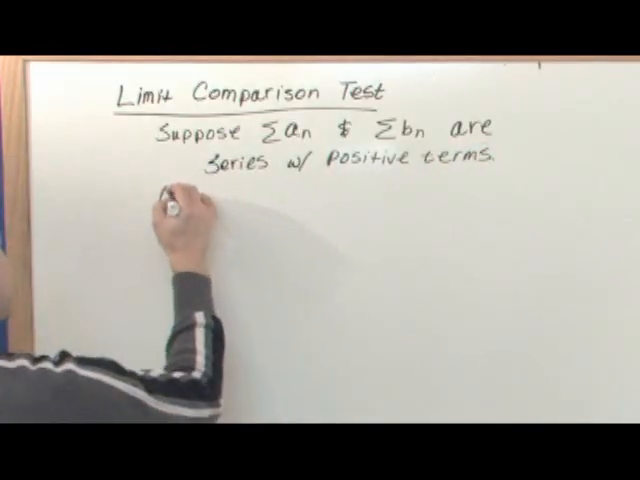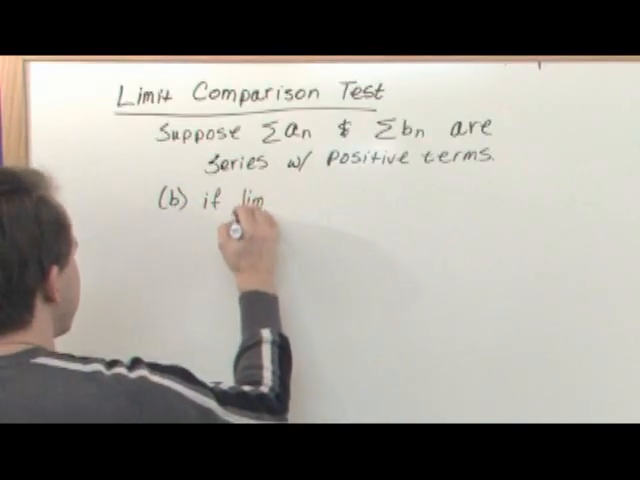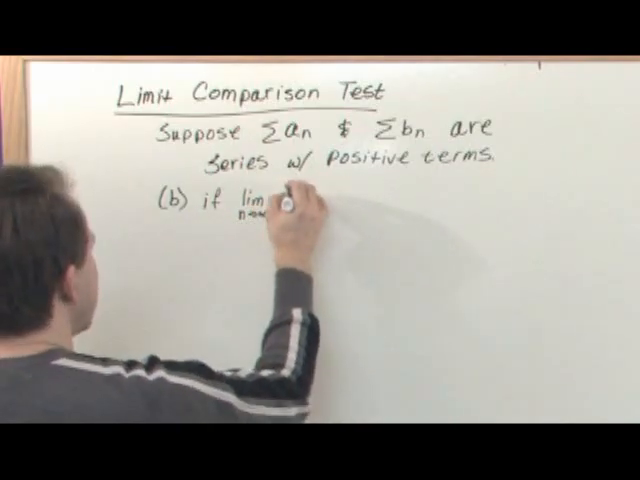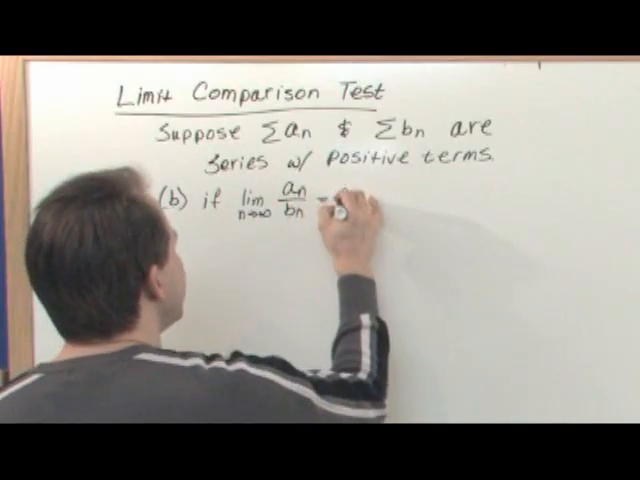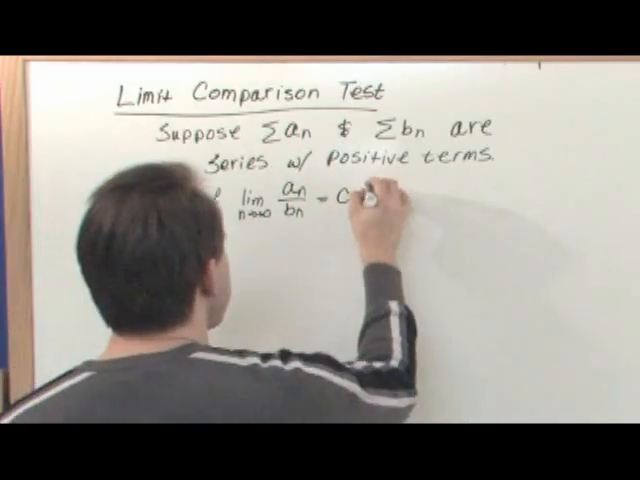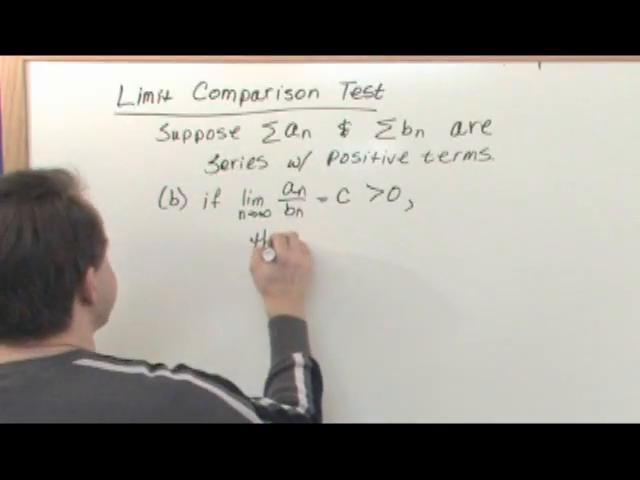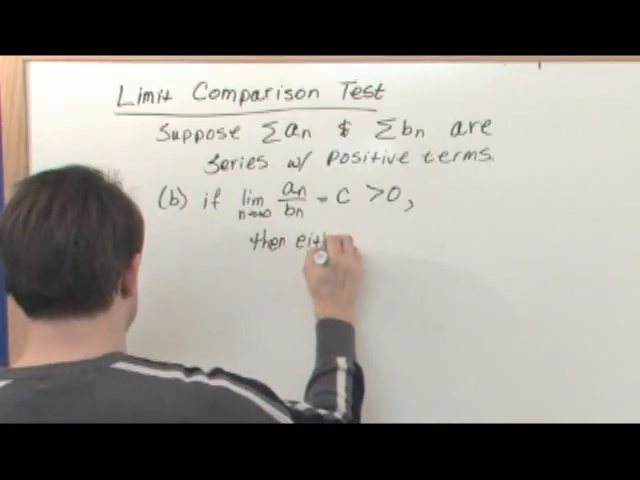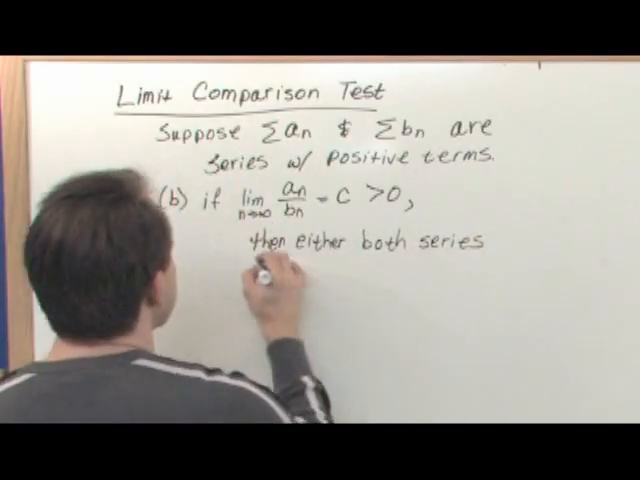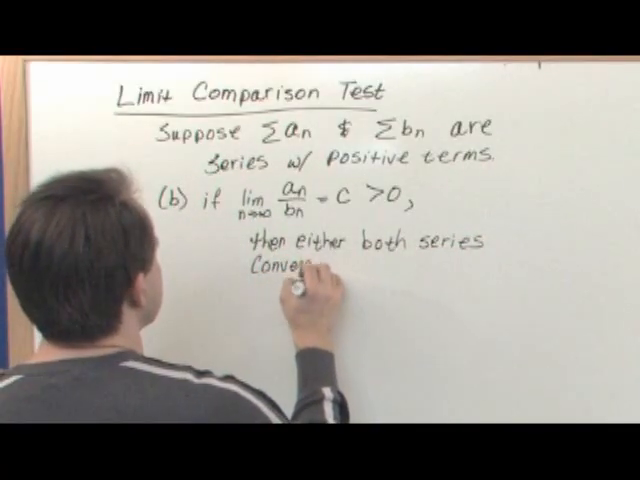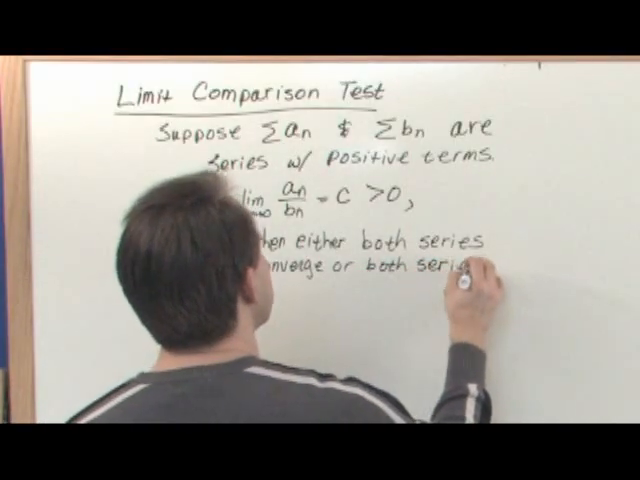Okay, then we have three little subparts. Okay, if the limit as n goes to infinity of the elements a sub n over b sub n, the terms, is equal to some number, it actually converges to some number greater than 0, okay, then either both series converge or both series diverge.